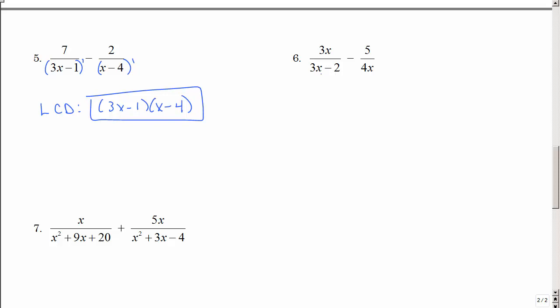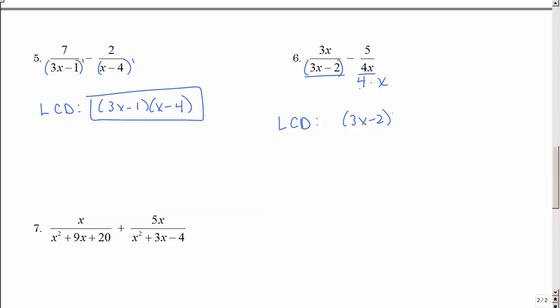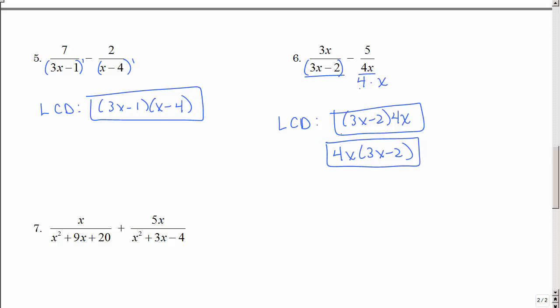Number 6. Can you factor that? No. This, I want you to think of that as 4 times x, right? So my least common denominator, write down one of every kind of factor. So I have a 3x minus 2, I have a 4, and I have an x. That would be your LCD, but it's probably a little bit prettier if we put that monomial in front. Yep, that's it. That's all we're doing right now.